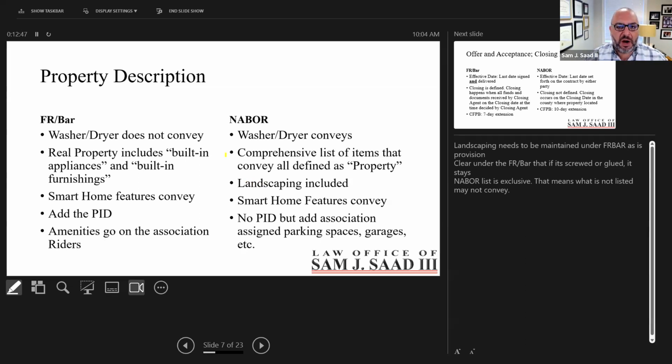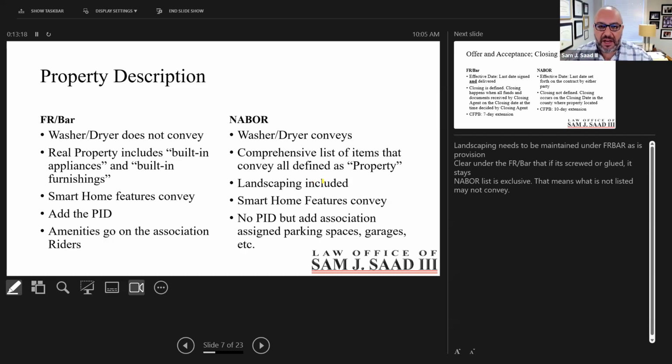Some important differences: with FRBAR, the washer and dryer does not convey, whereas with NABOR, it does. So if you want to convey the washer and dryer and you're using the FRBAR form, make sure you write in washer and dryer on the blanks that allow for inclusions. FRBAR talks about built-in appliances and built-in furnishings with the real property, whereas NABOR actually has a comprehensive list that defines all of the property.